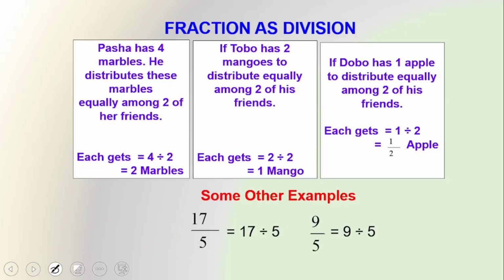Now fractions are division. So how to write fractions as division? If a fraction is written, that is 2 by 5, you can write 2 divided by 5. Some examples: 17 by 5 is 17 divided by 5. This is known as fractions as division. Now 9 by 5 is 9 divided by 5.